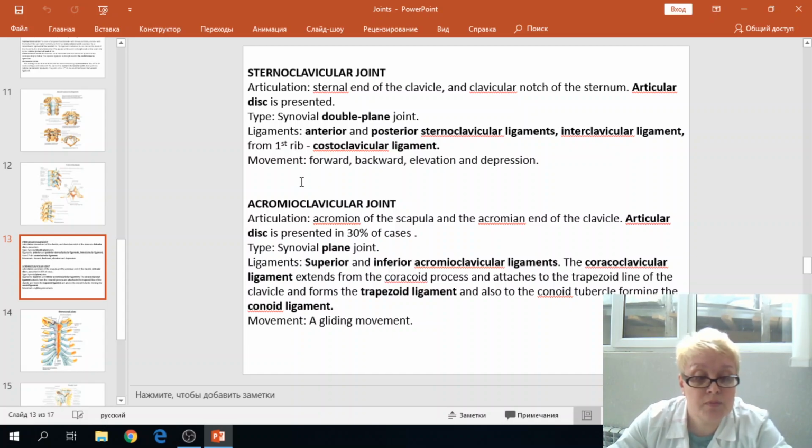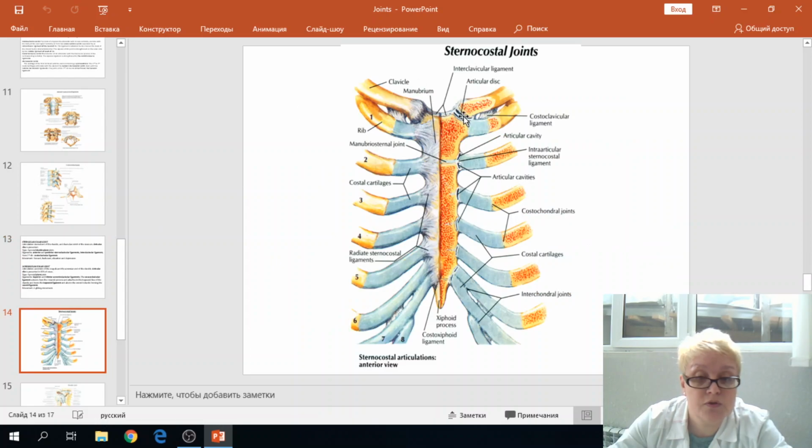Next joint, acromioclavicular. So these are the pictures of the sternoclavicular joint, and we can see the articular disc, which is present inside the cavity of the sternoclavicular joint. This is the interclavicular ligament, which is present above the jugular notch. This one is the anterior sternoclavicular ligament, and this one is the costoclavicular ligament.